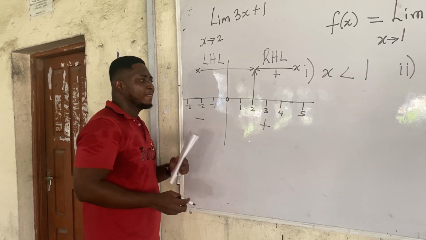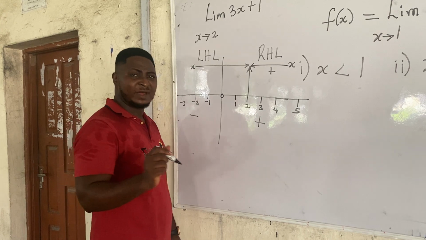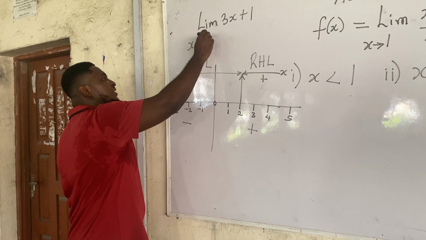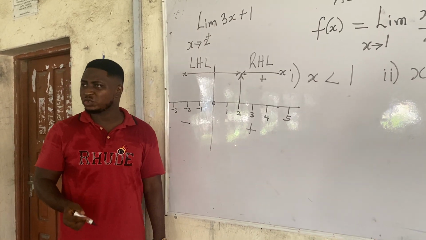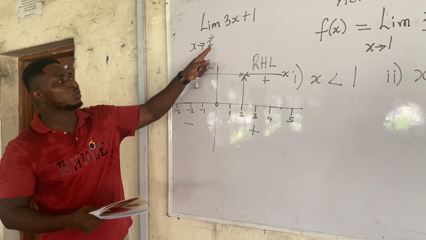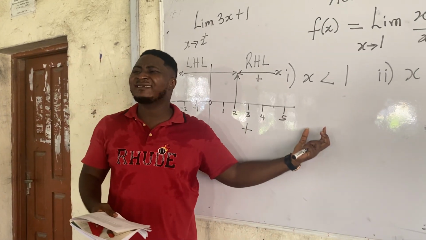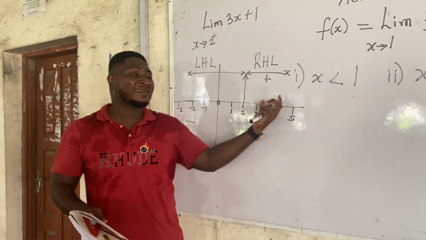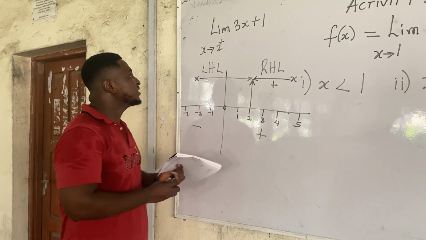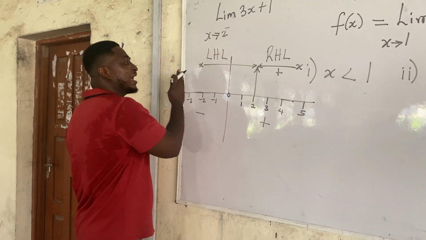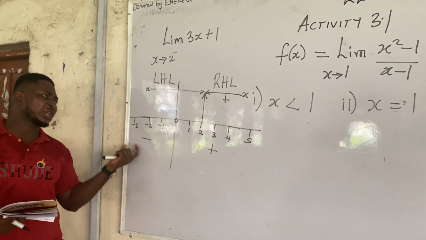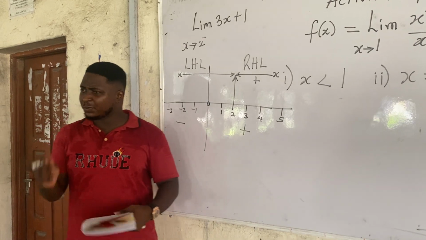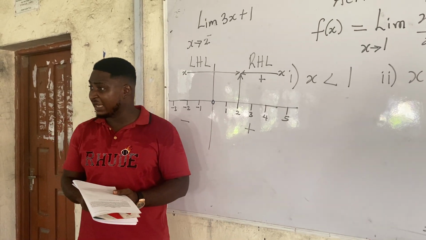Now, class, how do we recognize that we are being told to find our right hand limit, and how do we recognize they are being told to find left hand limit? Anytime you see your limit point carrying a positive sign, it shows right hand. If you are told x tends to 2 plus, it means those numbers that are greater than 2, find the limit of this function as x tends to those numbers that are greater than 2. And anytime you see x tends to 2 minus, it means left hand. Because I told you that the left hand limit usually comes from the negative direction, and the right hand limit usually comes from the positive. So we use positive to represent right hand, and we use negative to represent left.